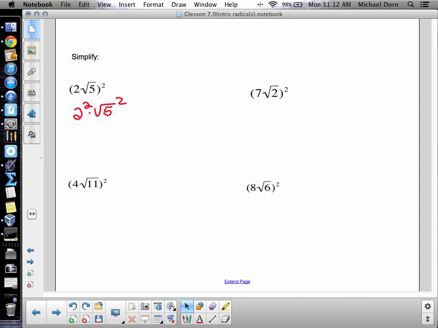So get used to the process. Notice what I did. I start by rewriting the problem in expanded form. Then I actually do it. 2 squared is 4. Square root of 5 squared is 5. I keep that multiplication there. 4 times 5 is 20.